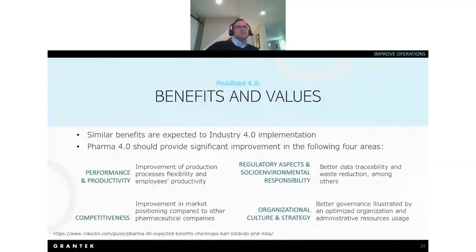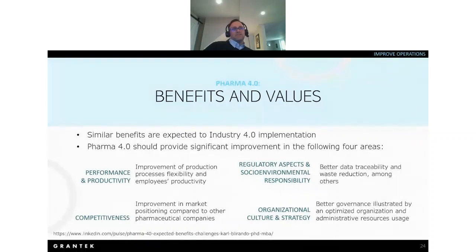For instance, implementation of Industry 4.0 technologies could allow real-time quality control of the production process and immediate correction of any deviations observed. Thus, Pharma 4.0 could prevent the loss or long-term quarantine of entire production batches that sometimes happens in processes that rely exclusively on post-production quality control and batch release.